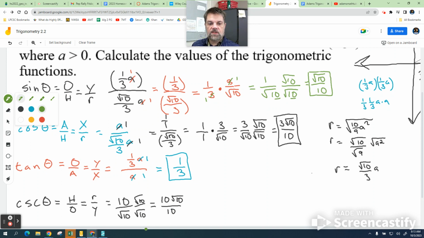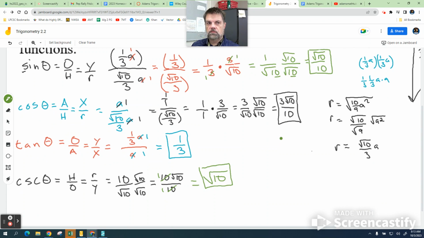My 10s will cancel. This 10 cancels with this one. It just becomes 1 over 1. And so this is just the square root of 10. Okay?